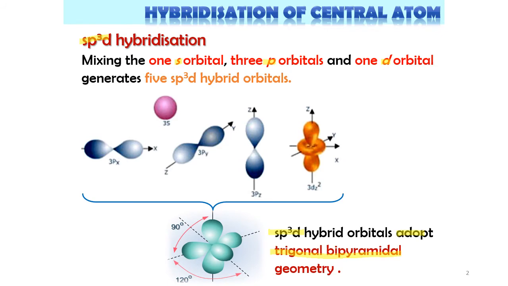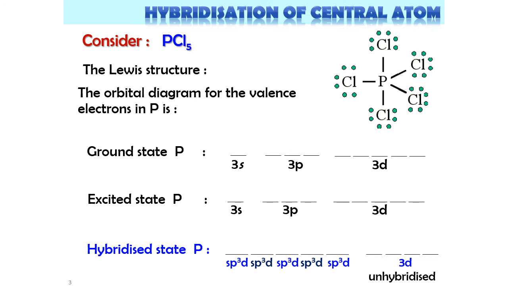And if there's no lone pair, there will be two angles, 90 degree and 120 degree. Let's look at the example of PCl5. This is the Lewis structure for PCl5, and here you can see there are 5 sigma bonds. For phosphorus, if you want to form 5 sigma bonds, it means you need to have 5 single electrons.